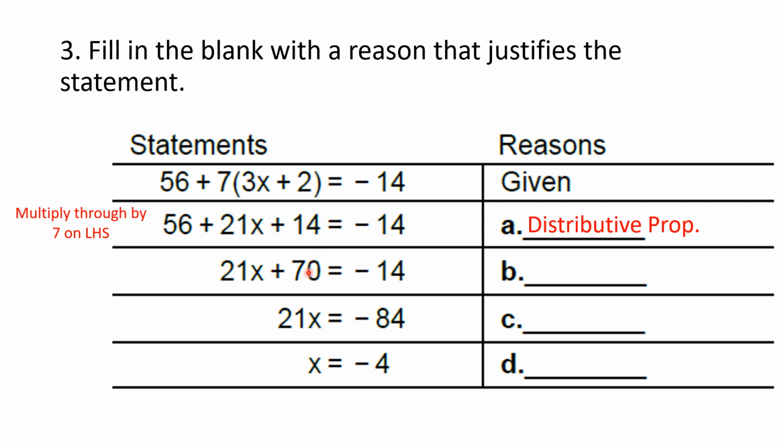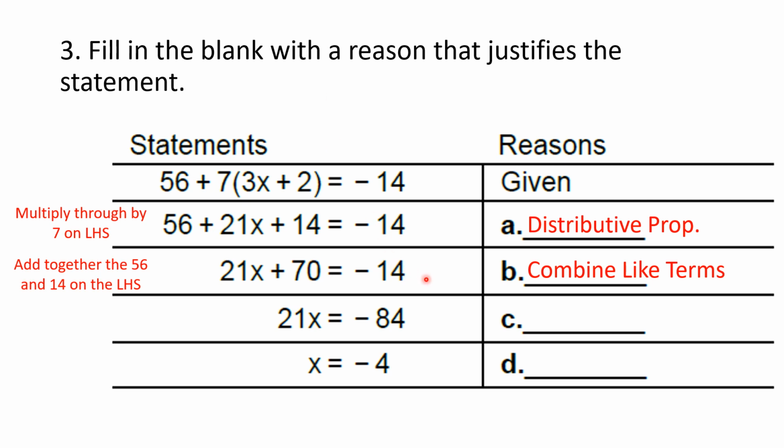All right, so from line 2 to line 3, can you tell me what happened? It went from 56 plus 21x plus 14 equals negative 14 to 21x plus 70 equals negative 14. So the right-hand side hasn't changed, but this side got smaller. What did we do there? We added together the 56 and the 14 on the left-hand side, and what is that called? What allows us to do that? That's called combining like terms.